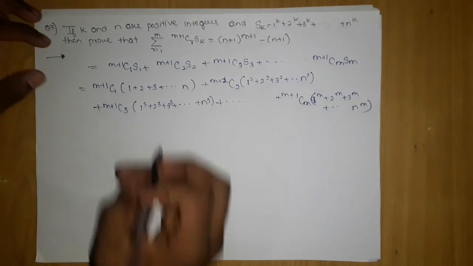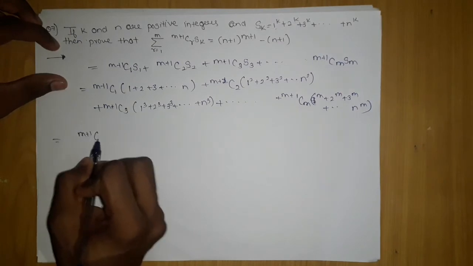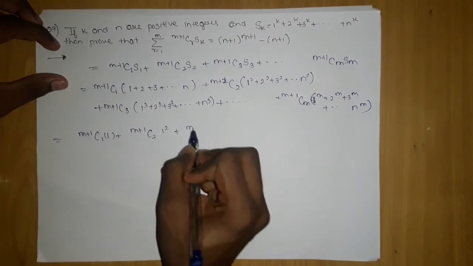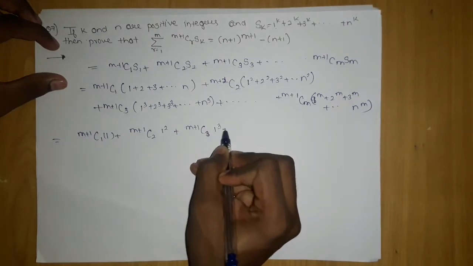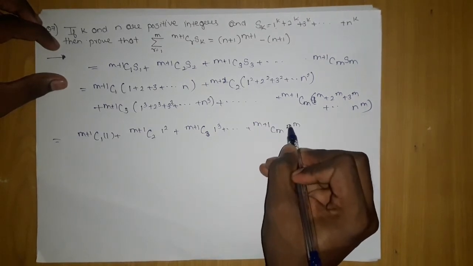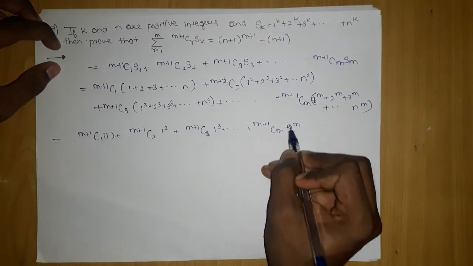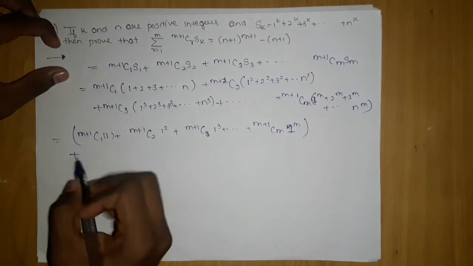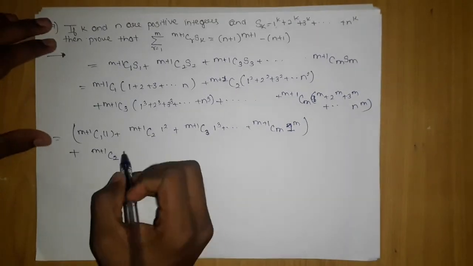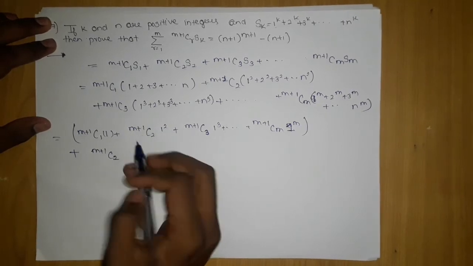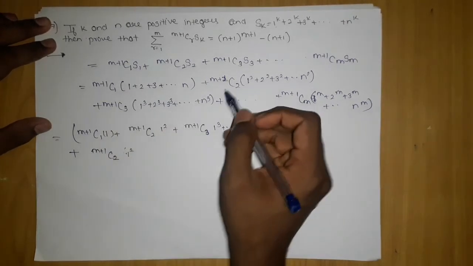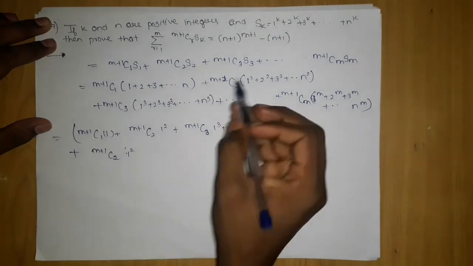After this, we are going to select these types of terms. (m+1)C_1, 1 is there. (m+1)C_2, 1 squared is there. (m+1)C_3, 1 cubed is there, and so on till (m+1)C_m, 1^m. Here we took all the terms which were of base 1.